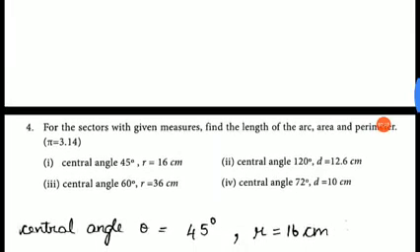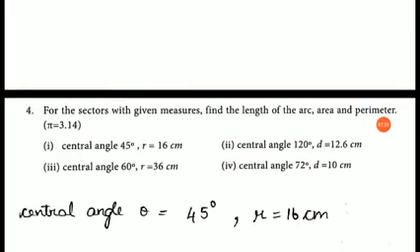Now, in the exercise sum, that is exercise 2.1, the fourth sum, look at this. For the sectors with given measures, find the length of the arc, area and perimeter, and the pi value they are denoting as 3.14. So, you have to use this 3.14. Either way, if you use either value, you will get the same answer only.